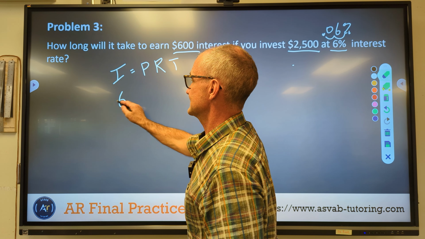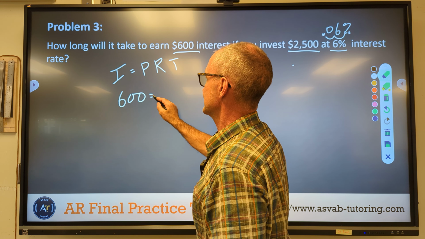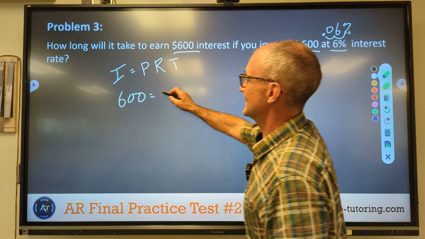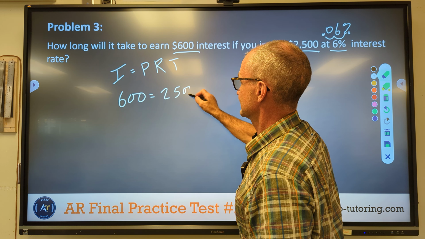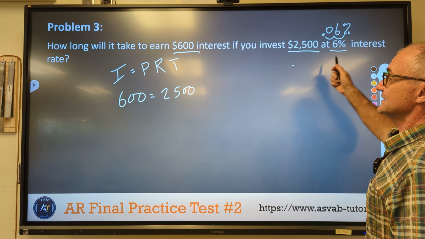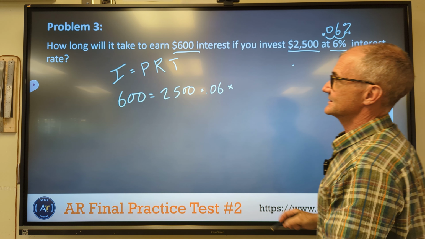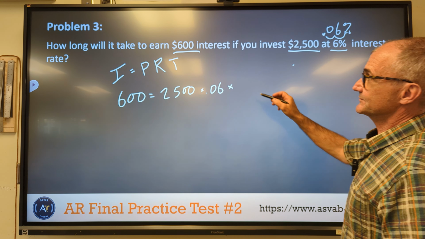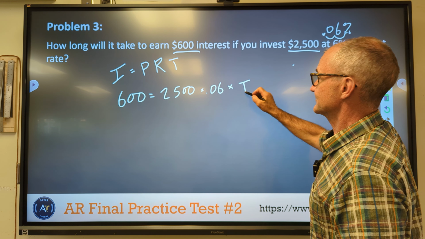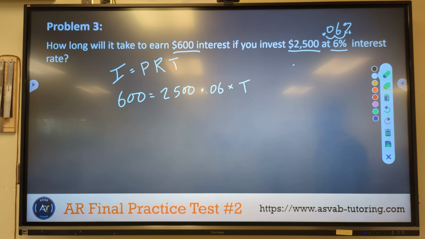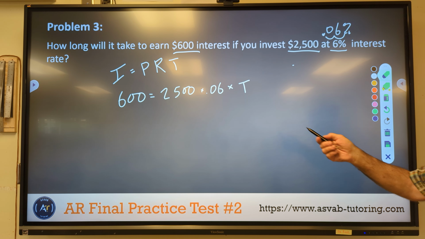So 600 goes in here, equals principal, $2,500, times the rate, 0.06, times time. And that's what we're looking for, right? We're looking for time. It says how long will it take? So we're looking for time. I have one equation, one variable, so I could solve that. I could get t by itself, but I think I'm going to do this.